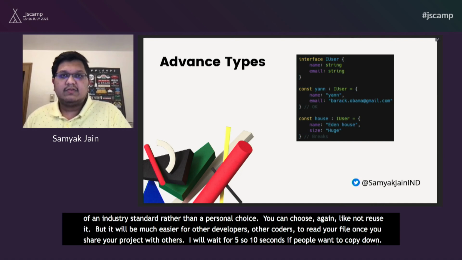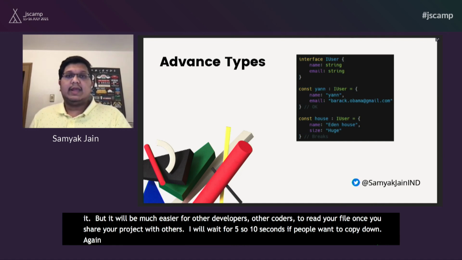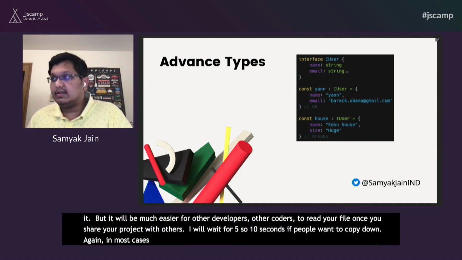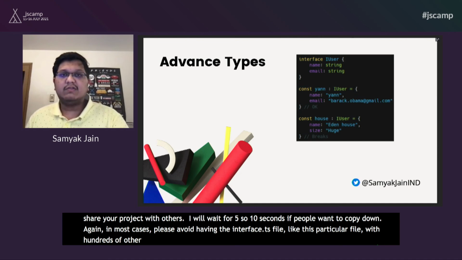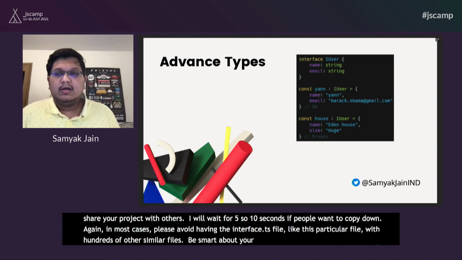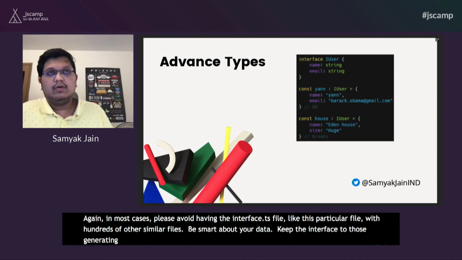In most code bases, please avoid having an interface.ts file with hundreds of interfaces, like this particular file. Be smart about your data model and keep the interface close to those generating them. Example, that can be the API folder or the call generator itself.